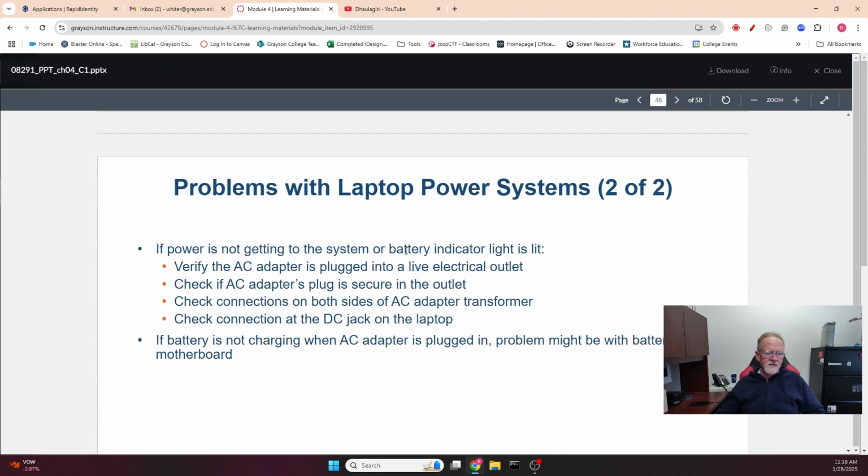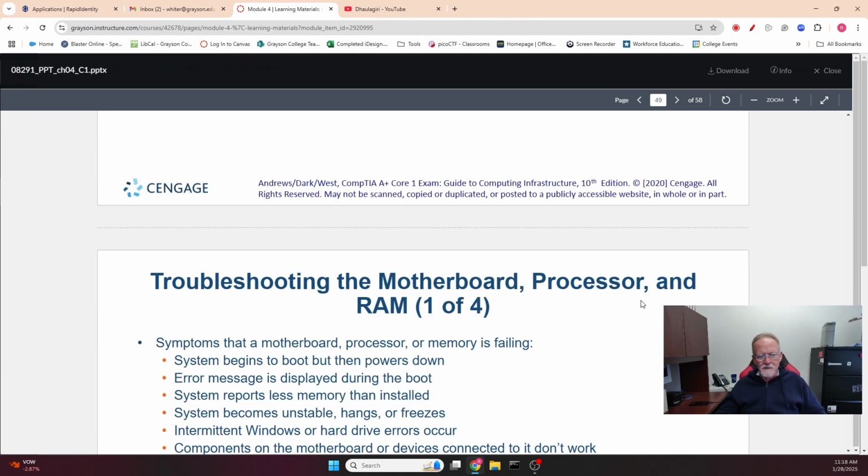If power's not getting to the system or the battery indicator light is not lit, verify the AC adapter is plugged in and verify it's plugged in correctly to all the pieces. Make sure that the AC adapter's plug is secured in the outlet and that the connectors on both sides of the transformer, that's the brick in the middle of your power cord, are plugged in correctly. And then check the connection at the DC jack. Also not a bad idea to have a multimeter on hand to check what's coming out of the DC jack. If the battery's not charging, then probably the problem is the battery or the motherboard. Hopefully it will be the battery. Otherwise, you're going to be better off just buying a new laptop.